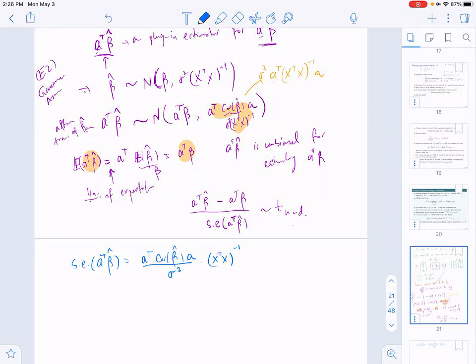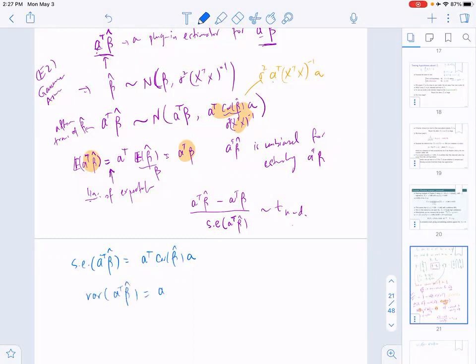Oh wait, sorry, isn't that just A transpose covariance beta hat A without the sigma squared and the inverse of X transpose X? So then why is this... That's the variance of A transpose beta hat. Okay, good.